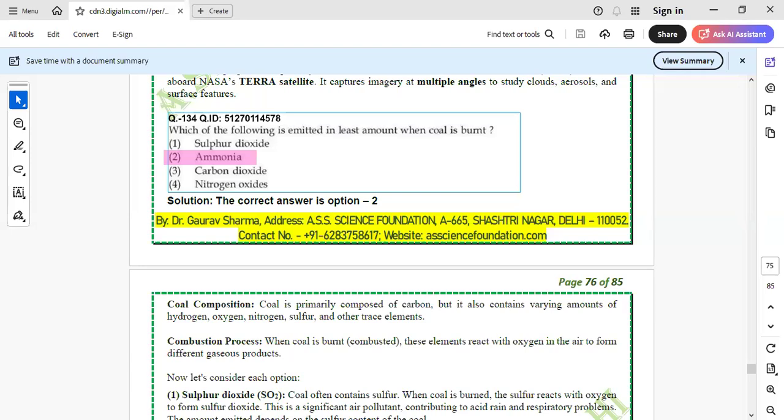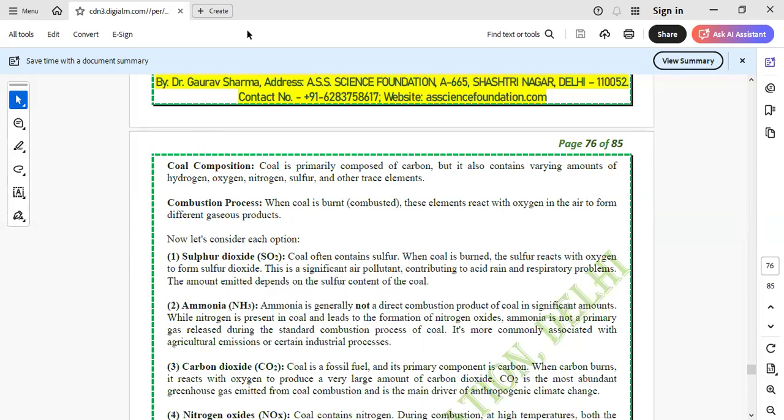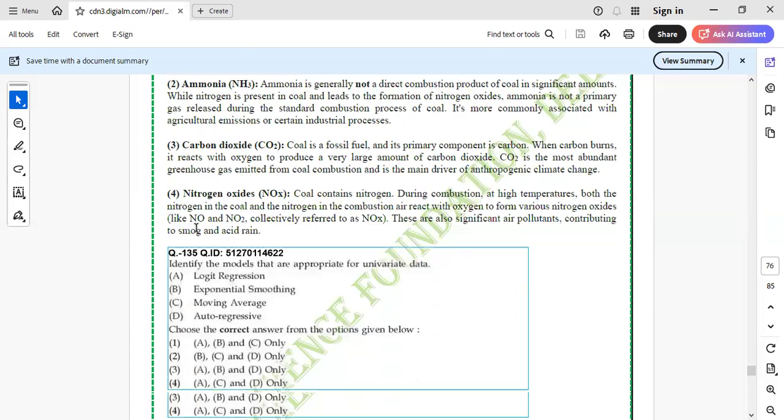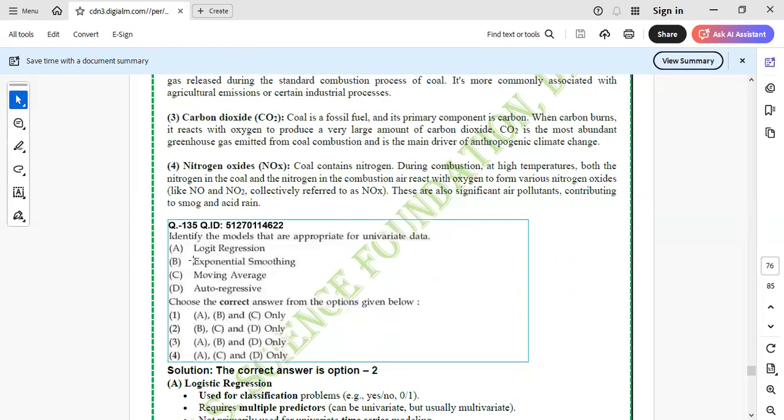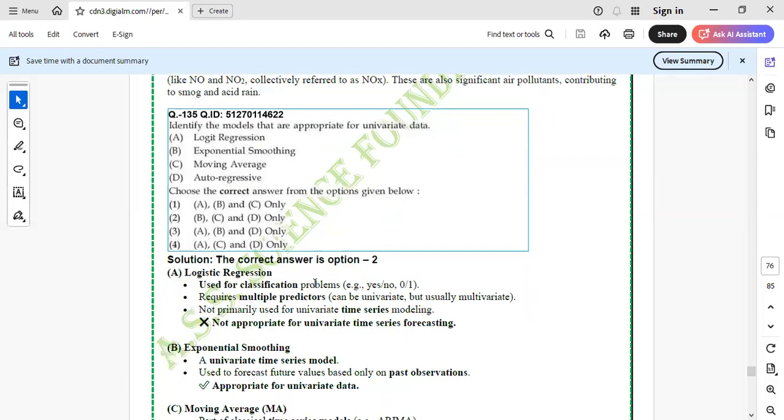This is a question where, if people are more on the experimental side, then they were able to answer it, otherwise not. So let's first understand the options given here: logit regression, exponential smoothing, moving average, and autoregression, what these terms are. And we are talking about univariate data, having one variable. Univariate means having one variable. So let's talk about them.